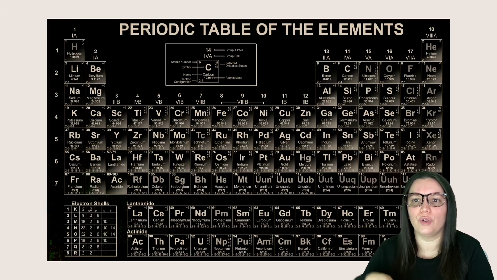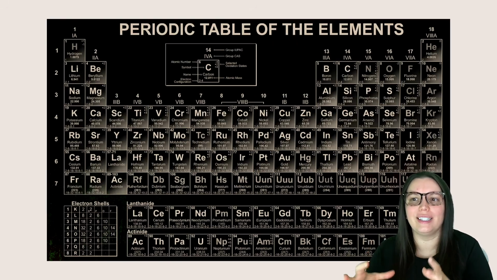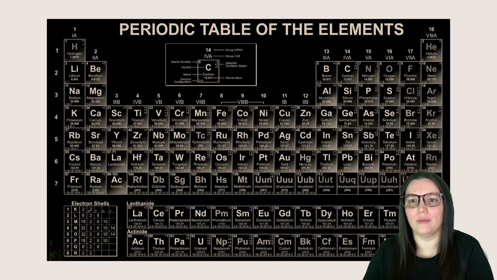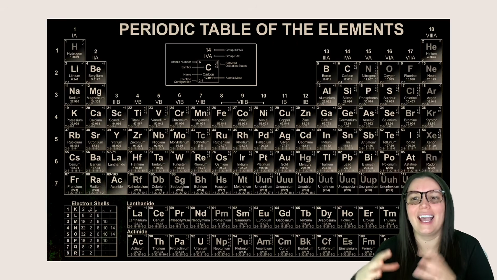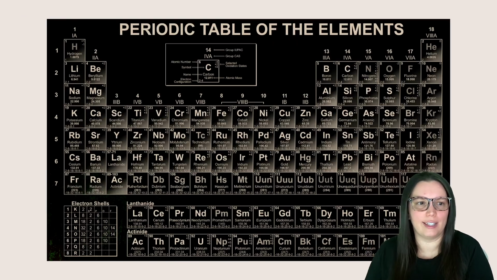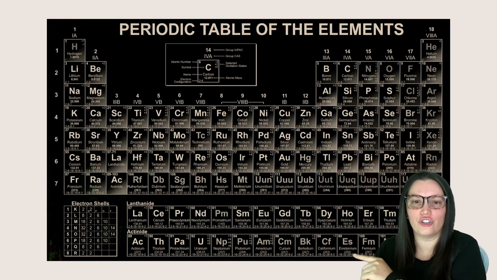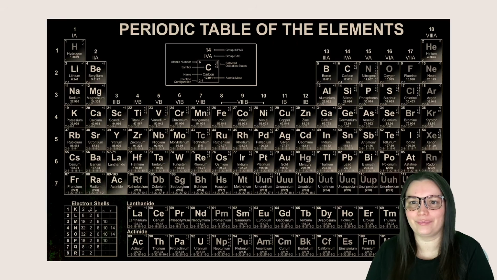The rows go from top to bottom in order of increasing atomic number. The first row, way at the top, has 2 valence electrons. And the second row, period 2, has 8 valence electrons, and so on. I actually included a little table way over here on the end where it shows you how that's broken down.